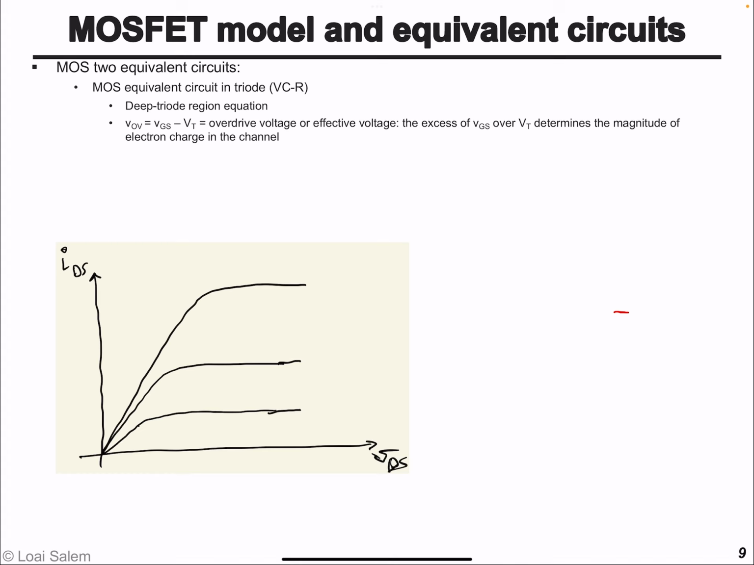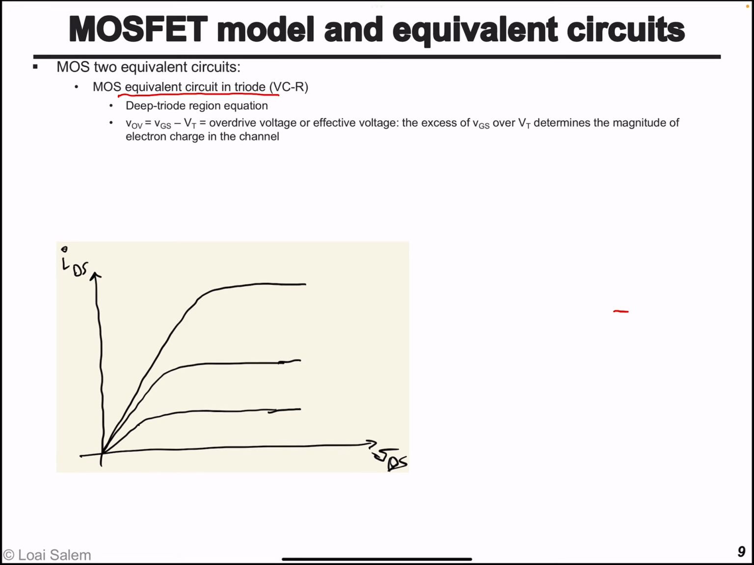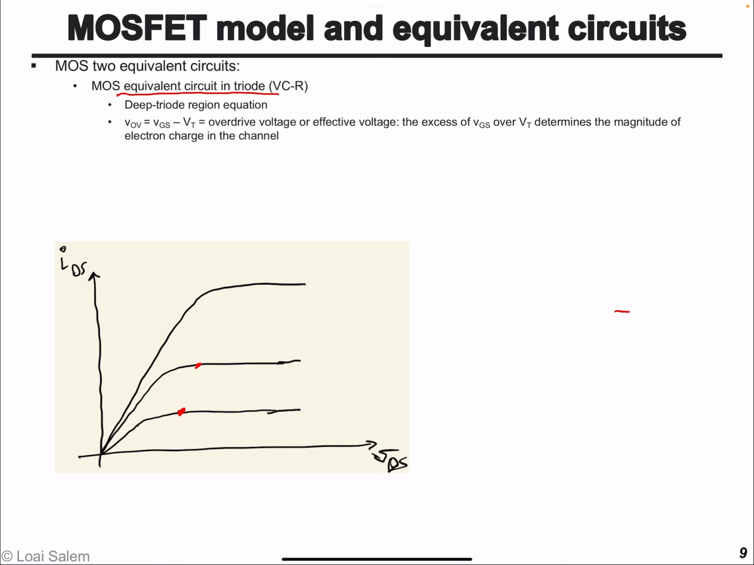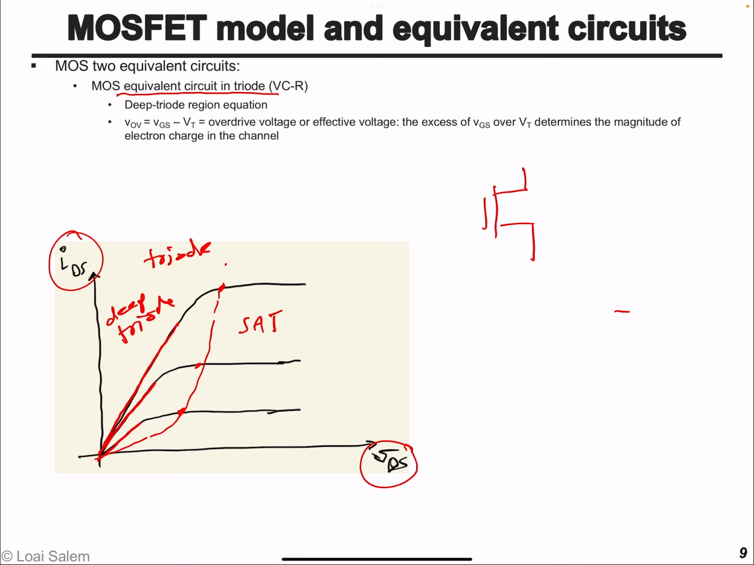Now let's see the equivalent circuit and the model of the transistor in the deep triode region. So I mentioned that if this is going to be the point of the saturation, all points above that the transistor is in saturation, and below that it's in triode. And I'd like to mention that for the linear part of the triode region, the transistor is said to be in deep triode region. And as you can see, the transistor has a linear relation between its current and its voltage, and the element that basically behaves in this way is a resistor, from Ohm's law.